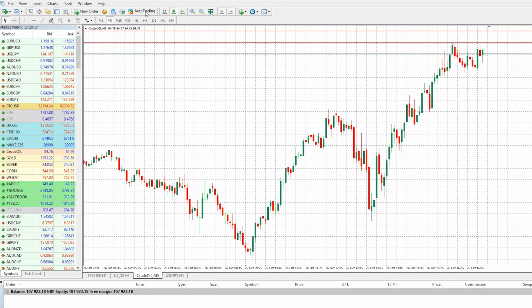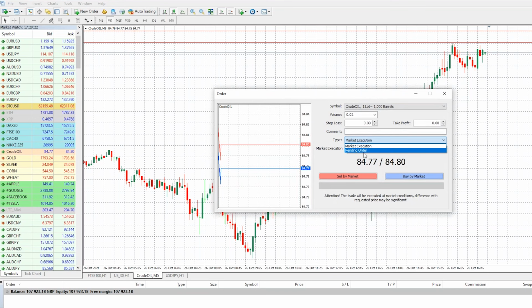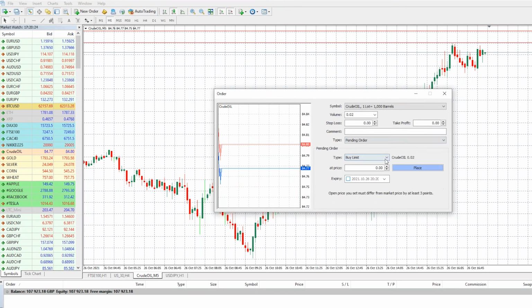So if I click on new order, switch to pending order, and go to buy stop. Okay. In this case, I'm waiting. If the price hits, let's say 85 even, then I'm buying. And you'd say, well, why would you buy from a higher price? If you think it's going to go up, buy now. Why wait till it goes higher to buy?